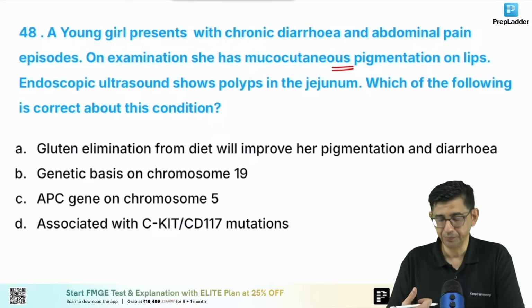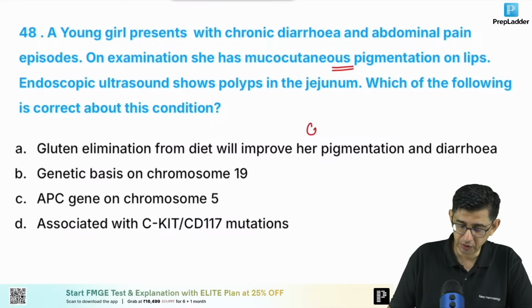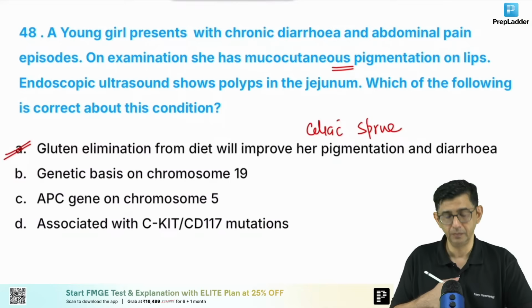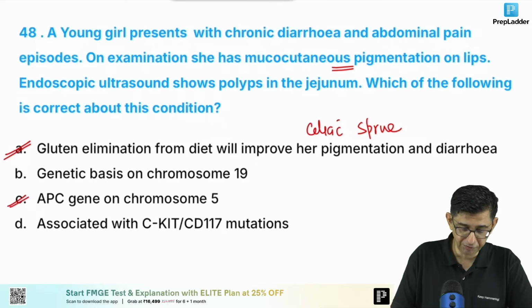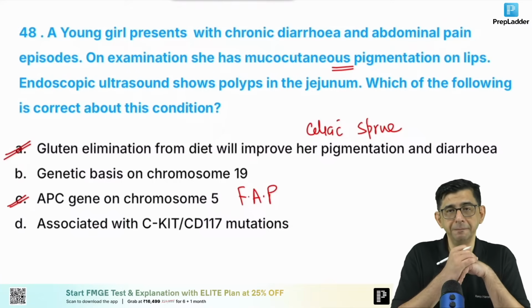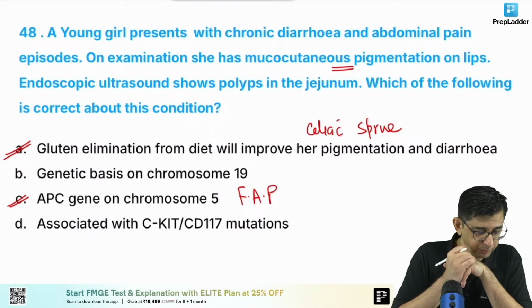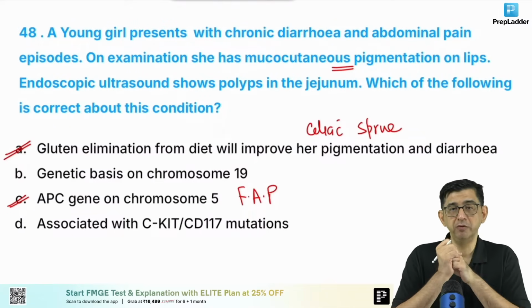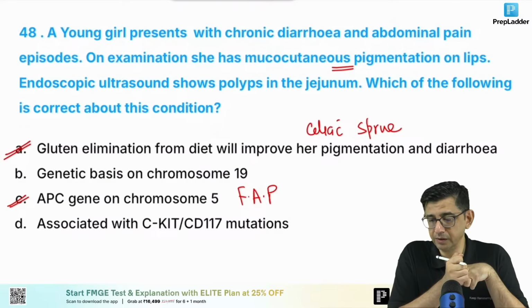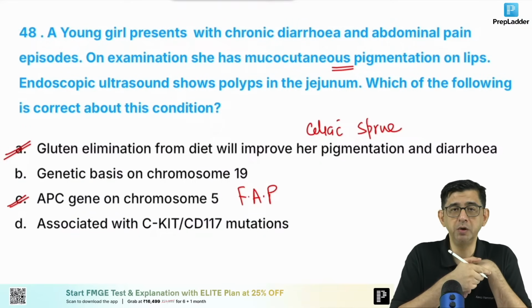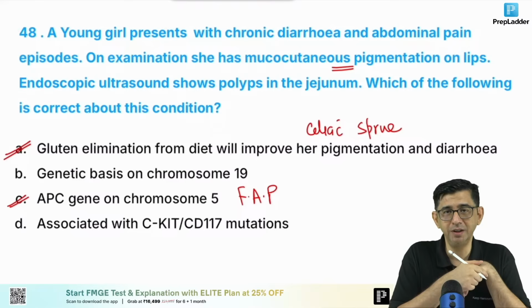Yes guys, obviously this is not a case of celiac sprue. So gluten elimination will not work in this condition. APC gene on chromosome 5 is related to familial adenomatous polyposis, so even that can be ruled out. I have ruled out 2 options right away. We are left between, let's hit the comments. Okay, so everybody is fighting between B versus D. Let's resolve the tug of war.